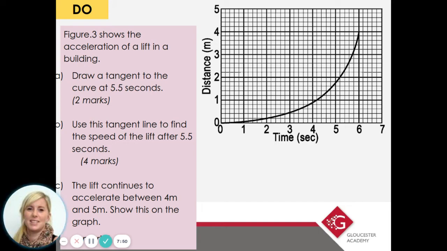If you've got graph paper at home, that's brilliant. And then you can draw a tangent to the curve at 5.5 seconds. About halfway between 5 and 6 is the region where you want that straight line. Now on the other one, it was above, but this one clearly is going to be below. So you should have paused the video. If you haven't, do it now.